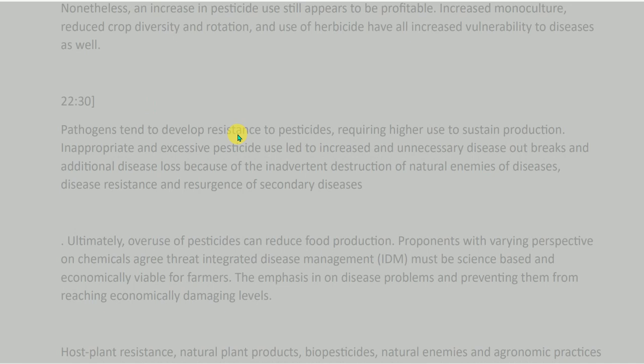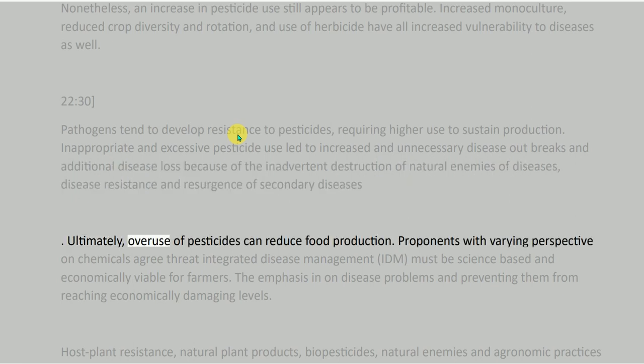Increased monoculture, reduced crop diversity and rotation, and use of herbicide have all increased vulnerability to diseases as well. Pathogens tend to develop resistance to pesticides, requiring higher use to sustain production. Inappropriate and excessive pesticide use led to increased and unnecessary disease outbreaks and additional disease loss because of the inadvertent destruction of natural enemies of diseases, disease resistance and resurgence of secondary diseases. Ultimately, overuse of pesticides can reduce food production.